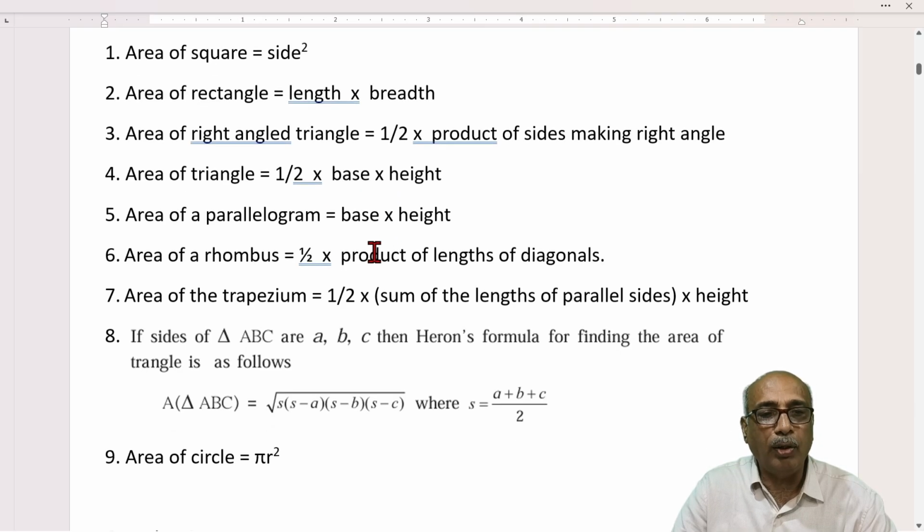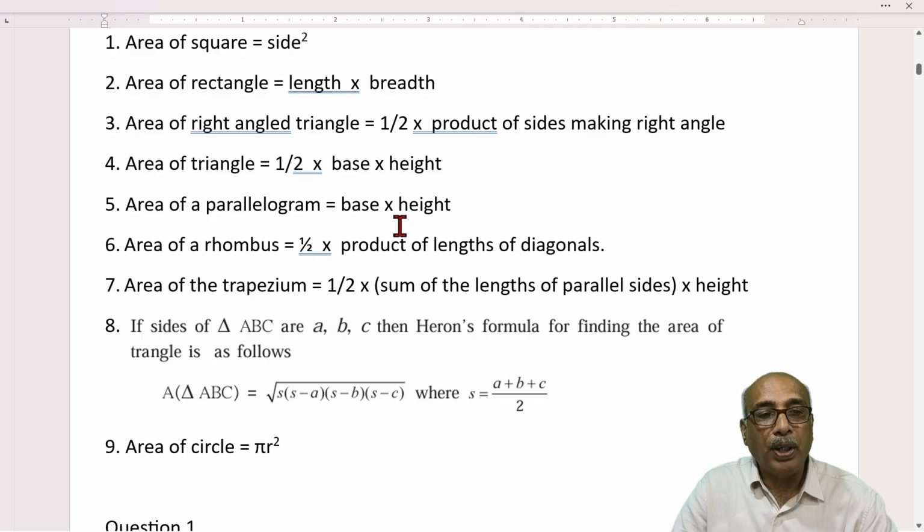Area of parallelogram, base into height. Area of rhombus, half into product of lengths of its diagonals. Area of trapezium, half into sum of the lengths of parallel sides into height.